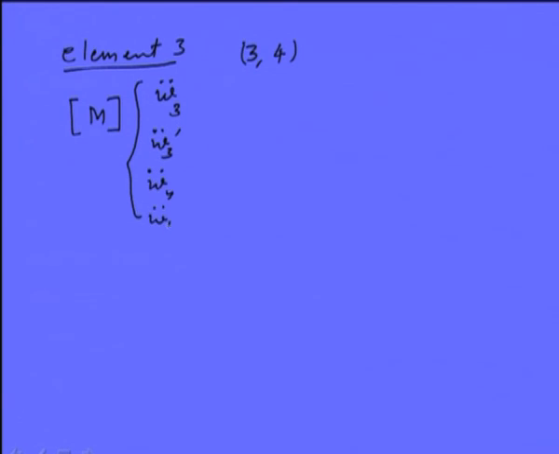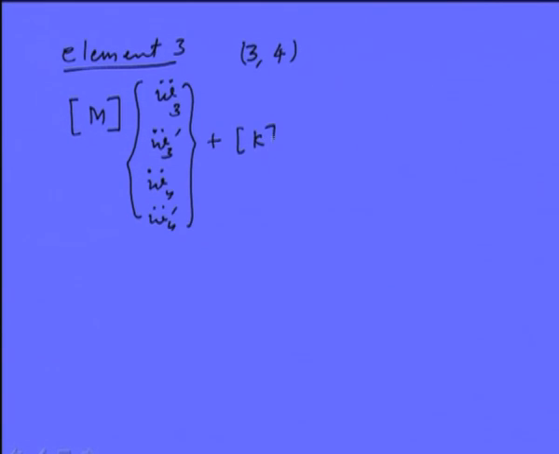So this is element 3. In this I am just showing the mass matrix, which is exactly the same as the previous one. Whatever the changes are, I am mentioning here. Since element 3 has nodes 3 and 4, the subscripts will change accordingly to 3 and 4. This is the mass matrix.